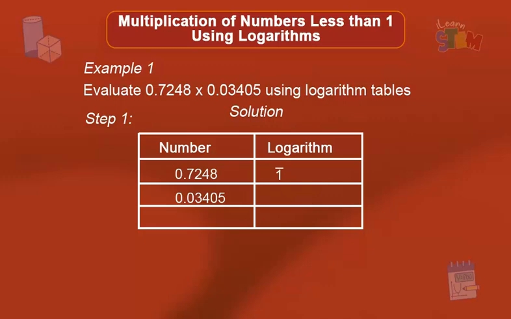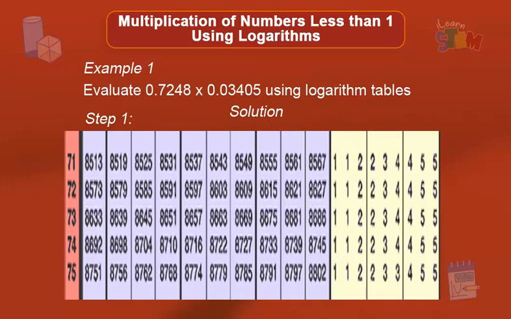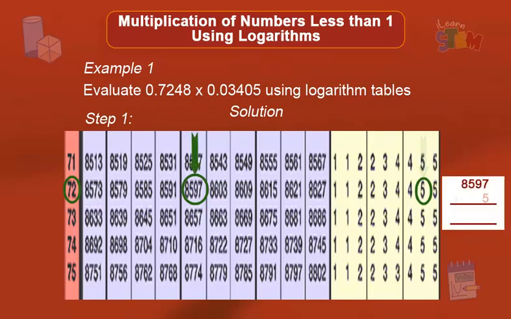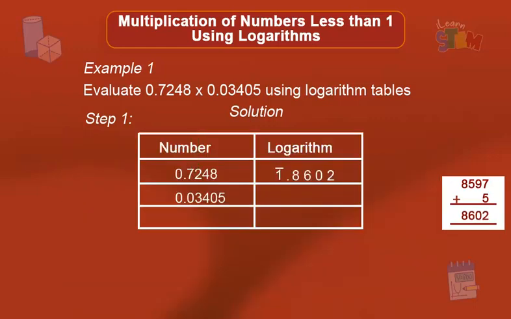Let's now solve for the mantissa. Remember the process of looking for the mantissa of a number in the log table. You can refer back to lesson 1 for the steps if needed. To get the mantissa, we will read from tables, log 72 under column 4. Then we will add the mean difference of 8 in the row, which is 5. This gives us 8597 plus 5. Our answer is 8602.